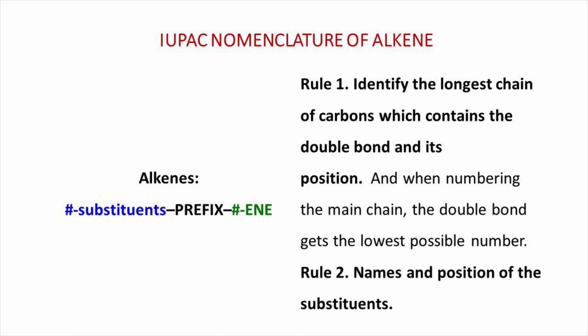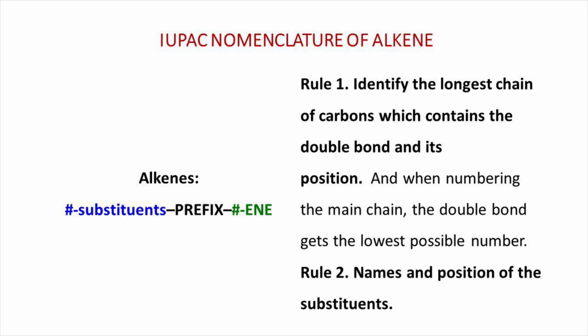Next we can discuss the nomenclature of alkene. Here there are 2 rules. First rule, identify the longest chain of carbon atoms which contains the double bond and its position. And when numbering the main chain, the double bond gets the lowest possible number. Rule 2 is for the names and positions of the substituents. We know these rules are similar to that of alkane. But here the difference is that the suffix ane for alkane is replaced by ene.